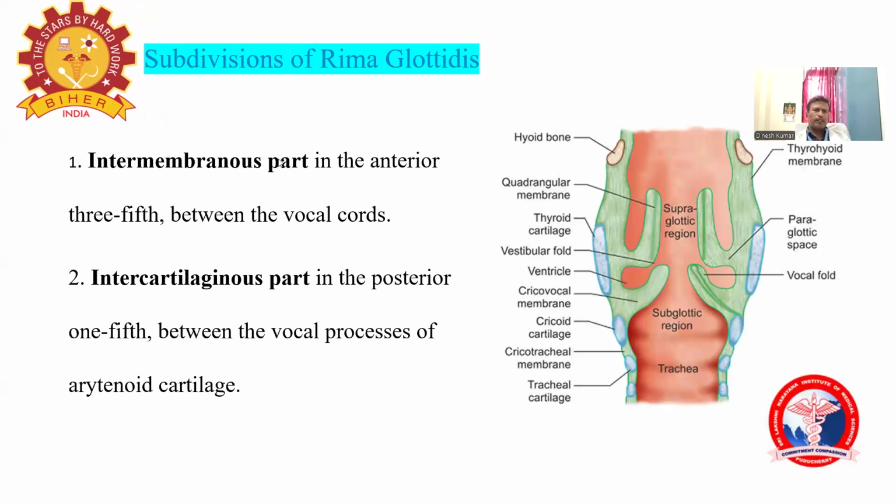Subdivisions of the rima glottidis. It has two parts. One is the intramembranous part, another is the intercartilaginous part. The intramembranous part is the anterior three-fifths between the vocal cords. The intercartilaginous part is the posterior two-fifths between the vocal processes of the arytenoid cartilages.